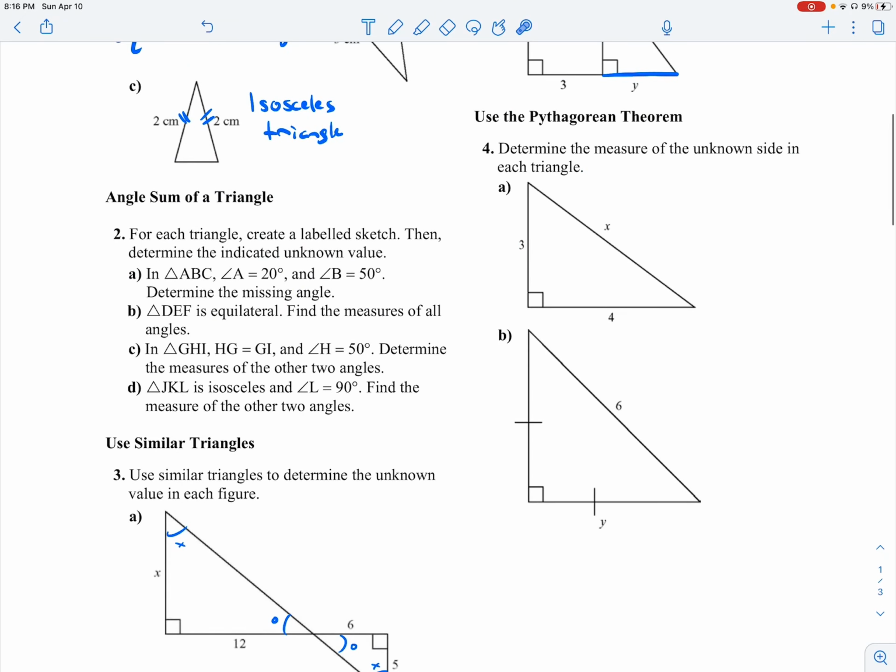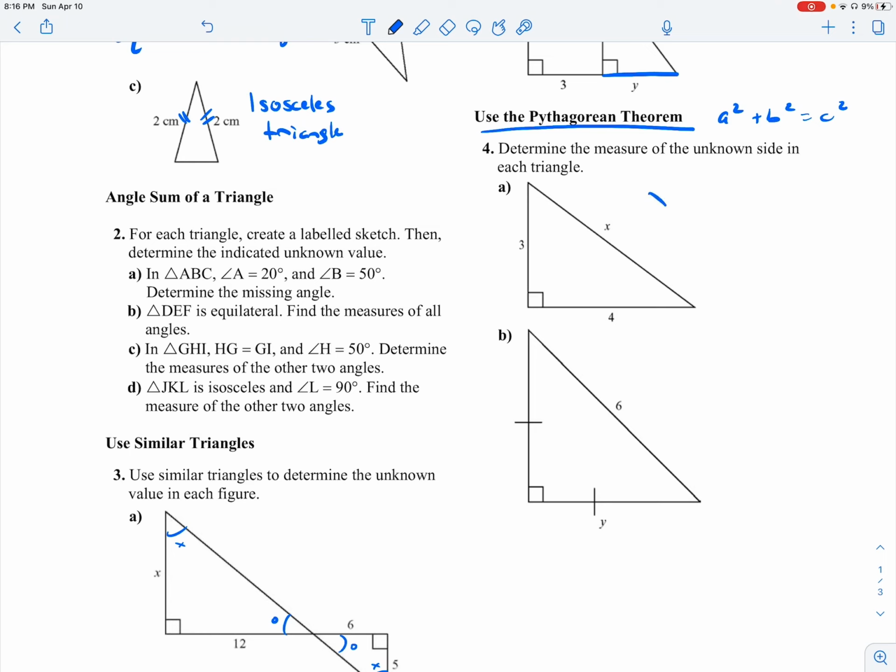Okay, question 4. Determine the measure of the unknown side in each triangle. So we're going to be using Pythagorean's theorem for this. Remember, you probably learned it this way: a squared plus b squared equals c squared, where c is the hypotenuse.